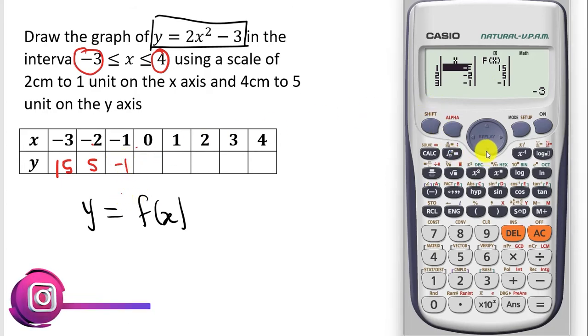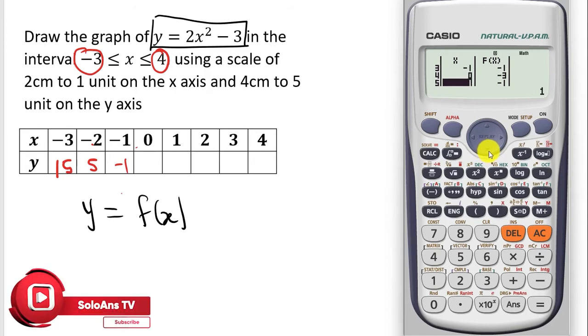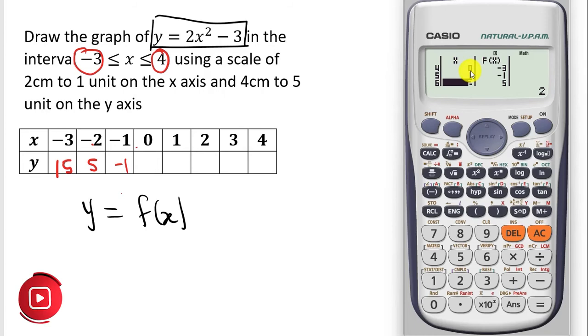Okay, you press the directional key down to get the other values. Okay, so when x is equal to 0, you have your f of x to be equal to -3. All right, so we are going to have our -3. When x is equal to 1, what is the value for y?